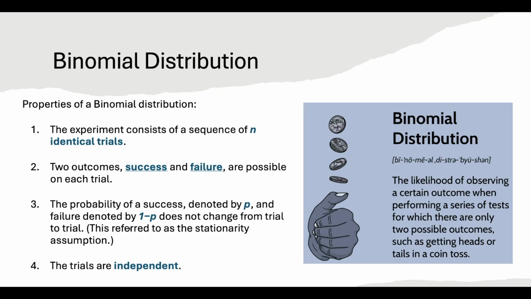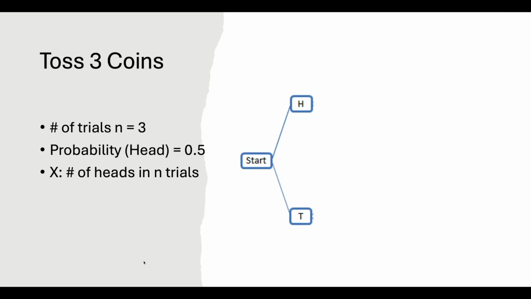we can get tail. Also, the trials are independent. For example, each time that you toss a coin, the result doesn't impact the next trial, the next time that you toss the coin. If we repeat this experiment n times and record the results, we build a frequency distribution known as the binomial distribution. Let's look at this example.